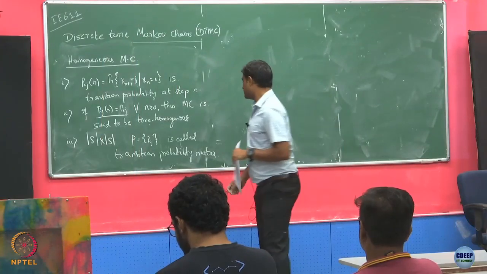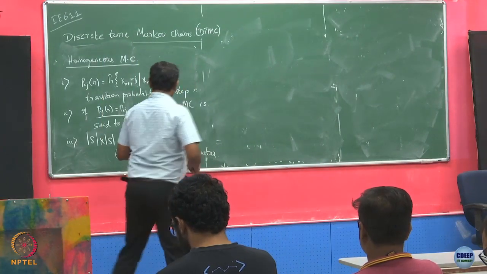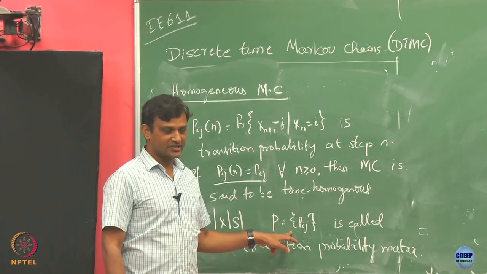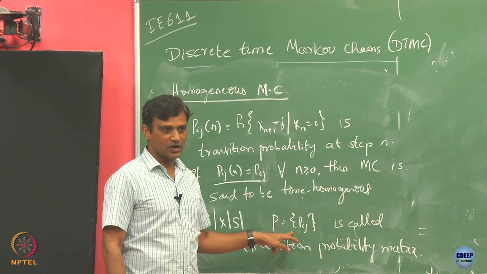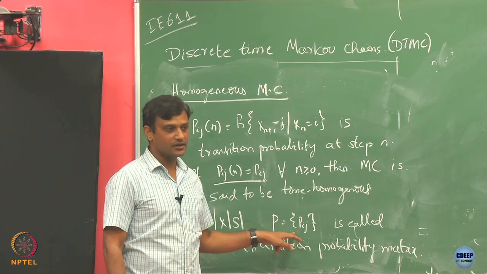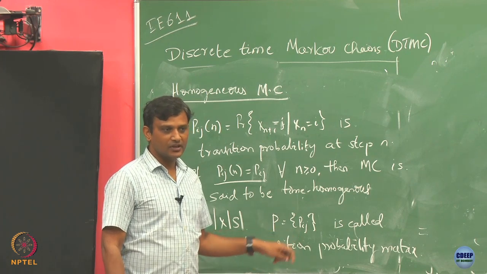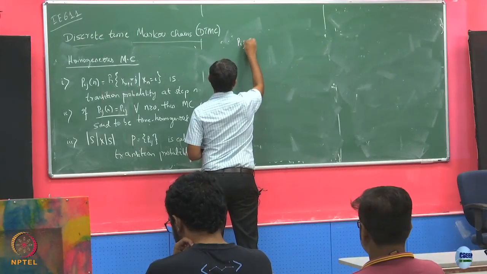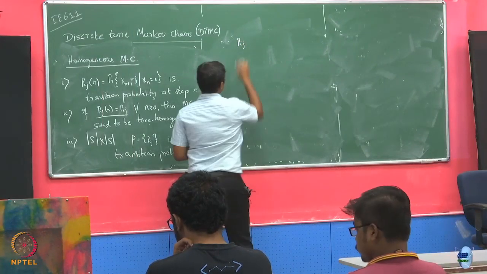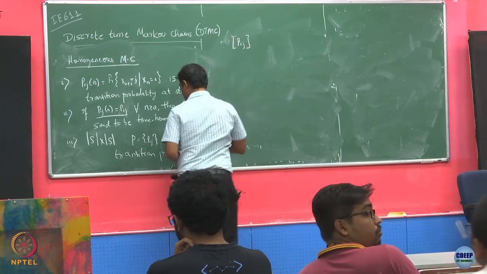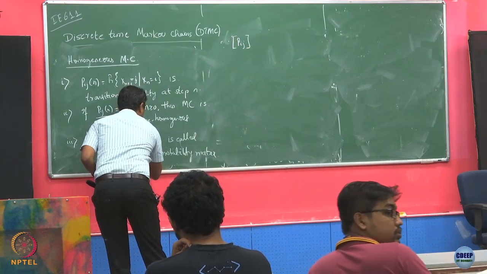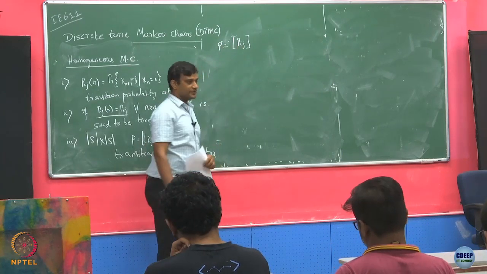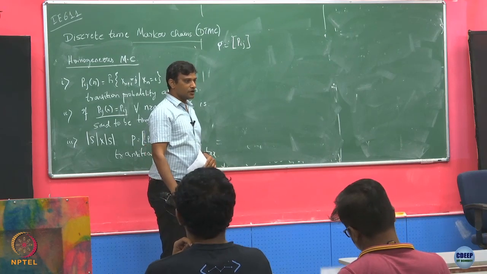Now, all of you are able to imagine what this transition probability matrix looks like, or how it behaves? Suppose I take one row. This is my matrix, right? Maybe the better way to write it is like this. This is a matrix containing the elements Pij.